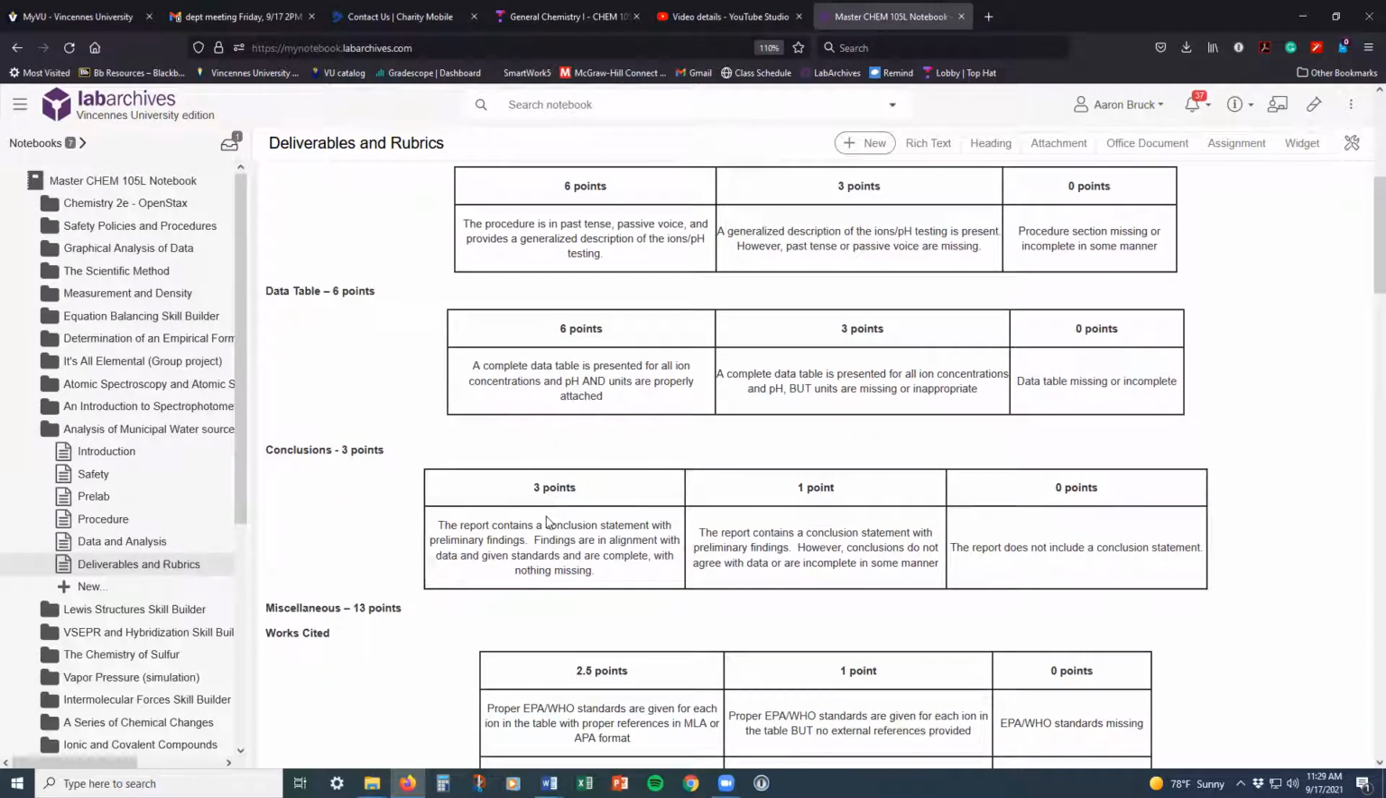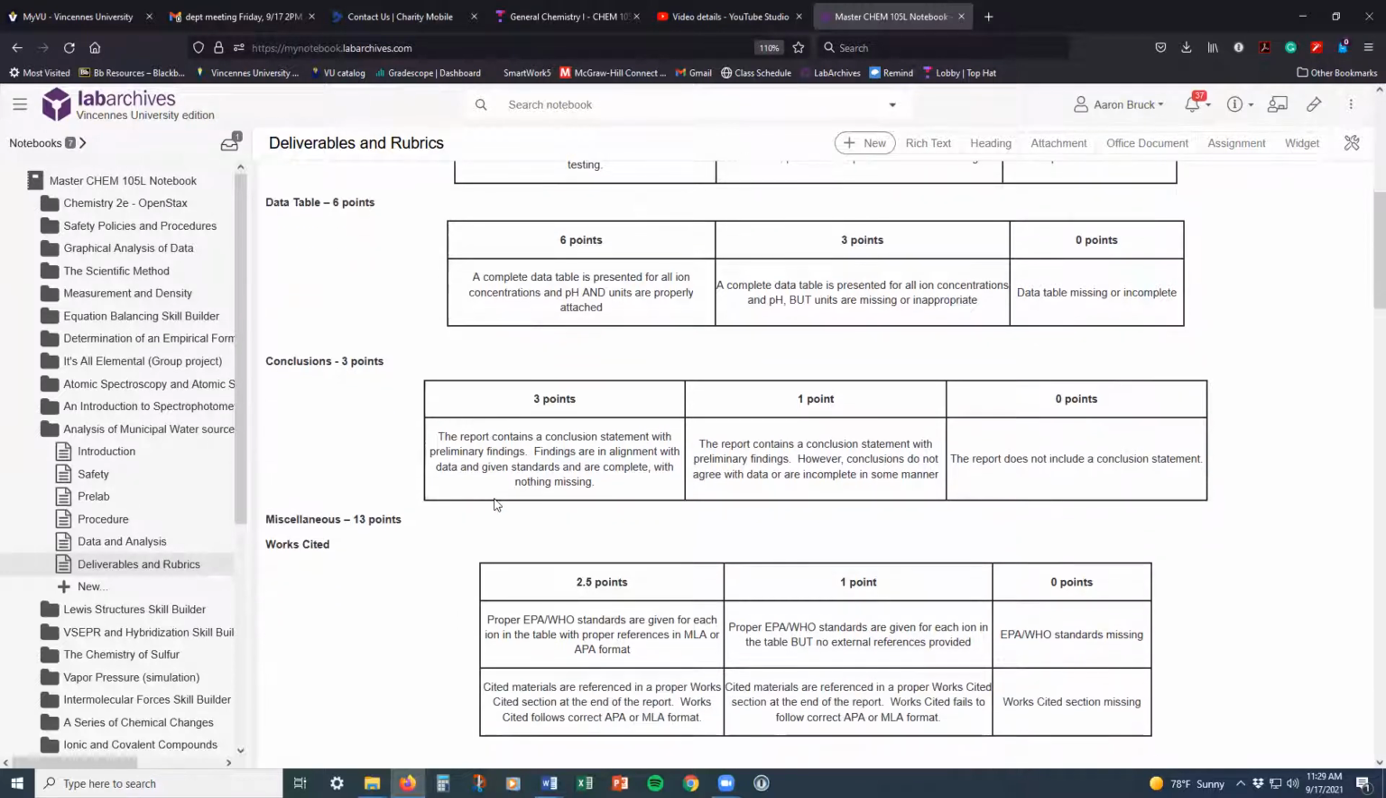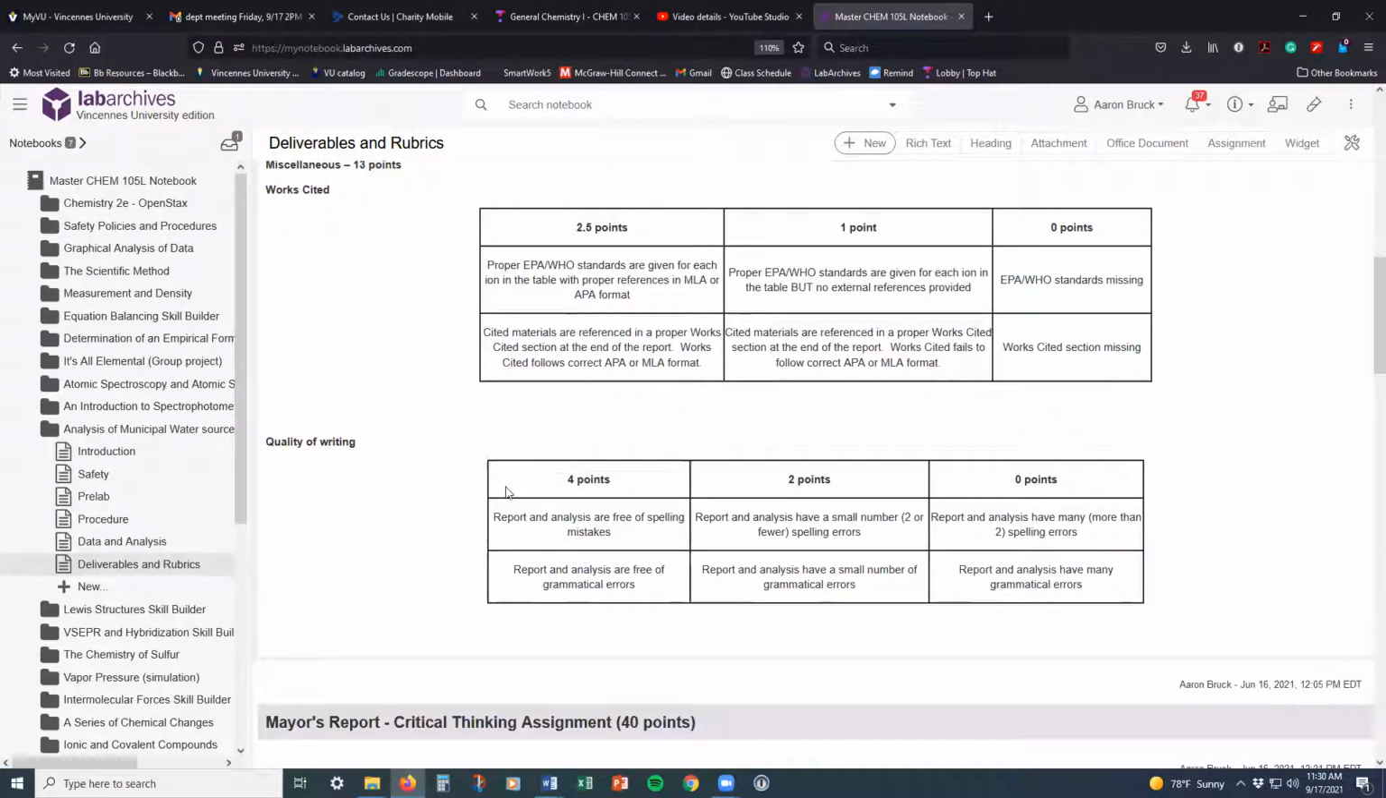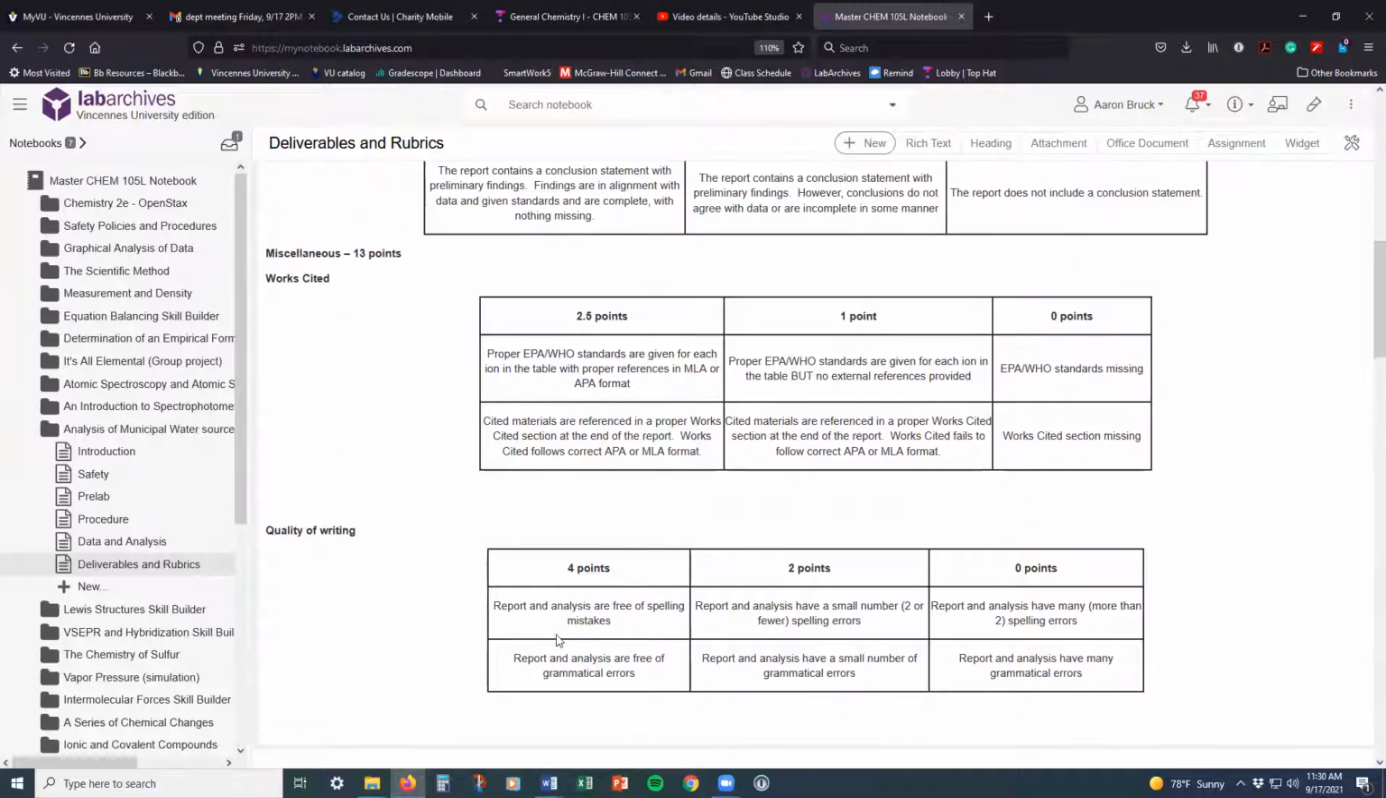For the conclusion section, did you write up a conclusion? Did you talk about what the results mean? And then finally, did you do your citations properly? Are they formatted in MLA or APA format? Did you actually cite anything? Which you should, because that's where the EPA standards are coming from. And then finally, you know, is the report well written? Are there typos? Are there spelling mistakes? Are there grammar mistakes? So all that will fit in.